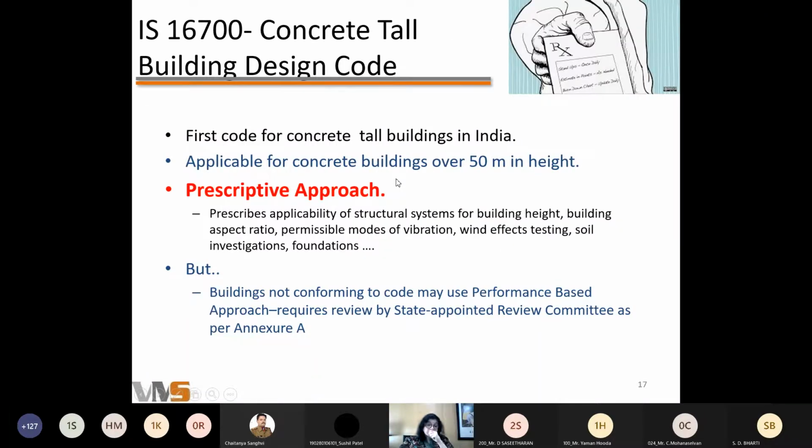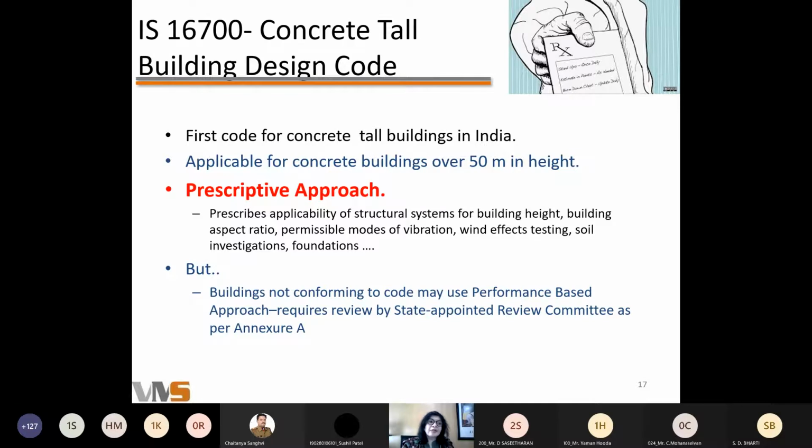Okay. So the first tall building code in India came out in 2016, right? It is for buildings over 50 meters. I think what is also interesting in our Indian codes and international codes is that, earlier on in some of our codes also, we used to have this, that this is all given in the codes.